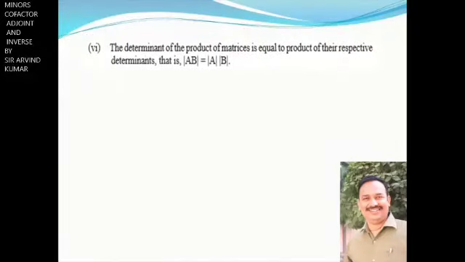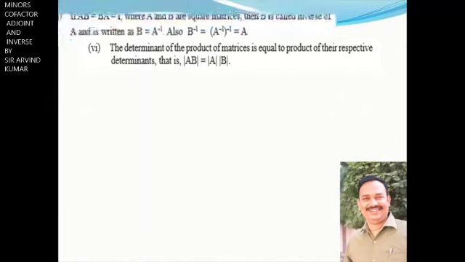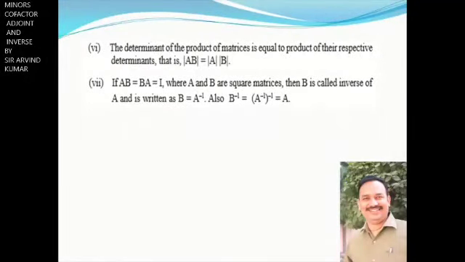Now the determinant of the product of matrices is equal to the product of their respective determinants. Determinant of AB is equal to determinant of A into determinant of B. If AB is equal to BA is equal to I, where A and B are square matrices, then B is called the inverse of A and is written as B equals A inverse, or A is the inverse of B. You know, we have already discussed in the very first chapter in composition of functions, when we operate a function with its inverse, it always gives us identity.